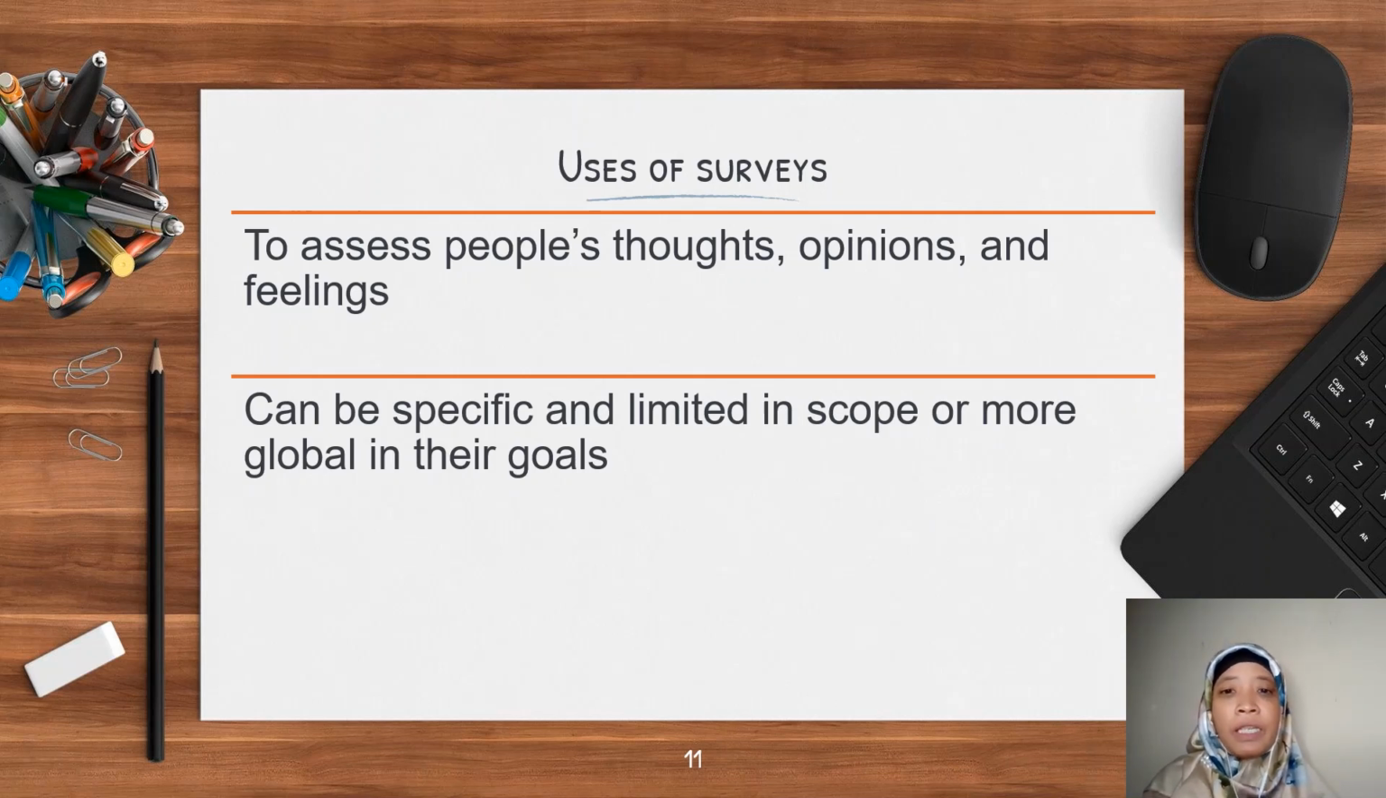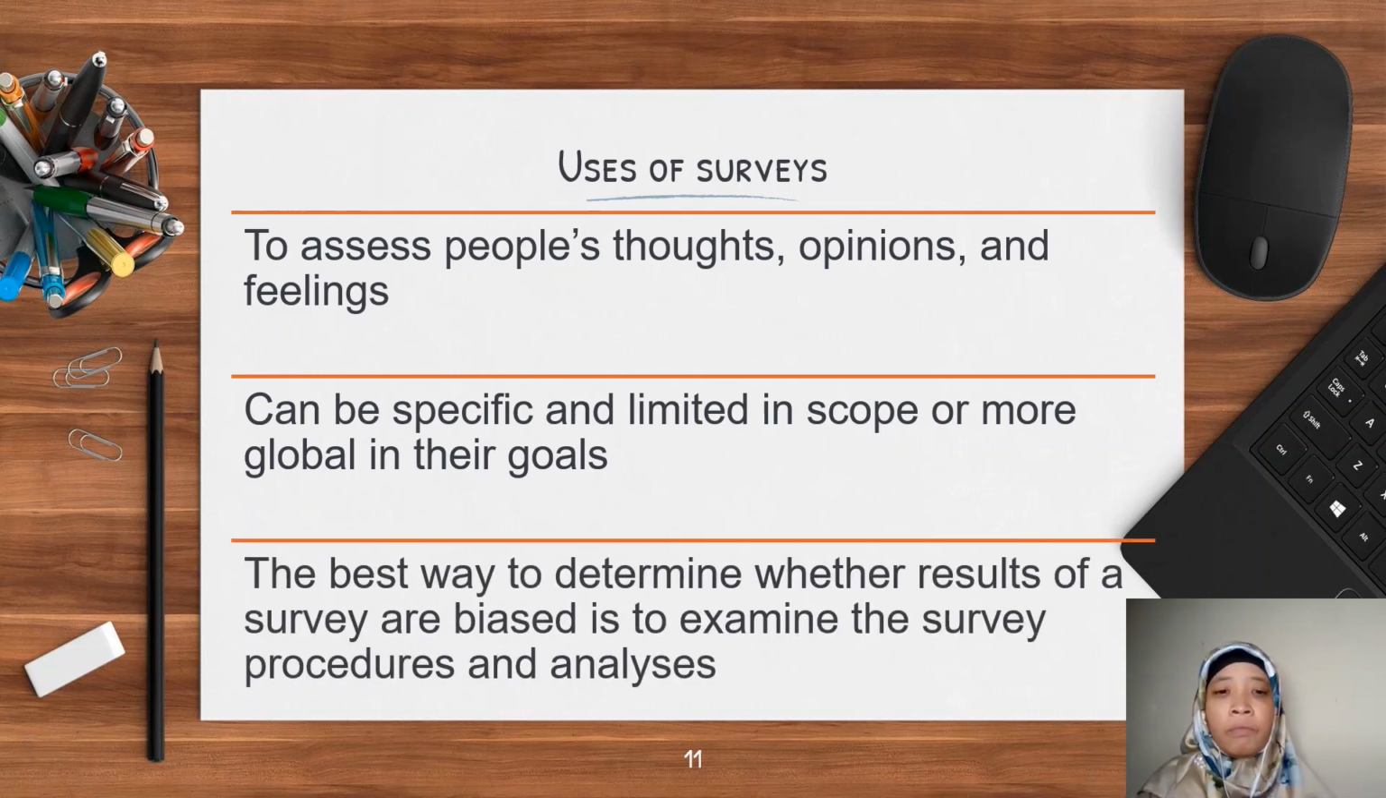It can be specific and limited in scope or more global in its goals. It depends on your research goals, whether you want it to be very specific or very broad. And the best way to determine whether the results of a survey are biased is to examine the survey procedures and analysis. So that's why you really have to have a very systematic procedure so that other researchers can also evaluate whether your research is biased or objective.